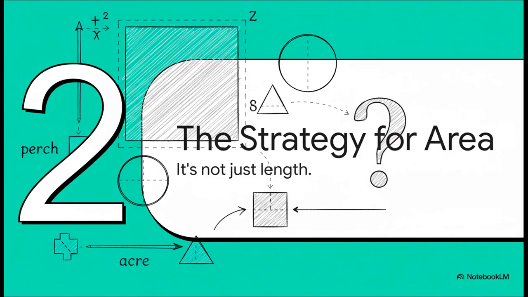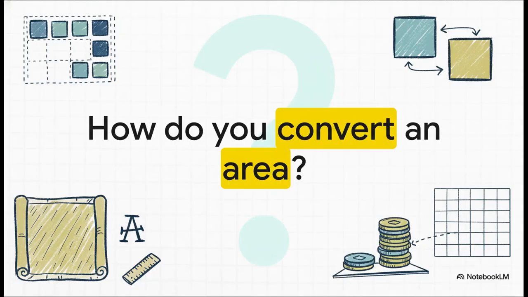All right, so we have our definitions, but here comes the twist. And this is the part of the problem where a lot of people get tripped up. We're not just converting a length. The question is about area. That's a whole different ballgame. And this brings up the most important question for this problem. How do you actually convert an area? You can't just use the same conversion factor you'd use for a simple length. There's a trick to it.